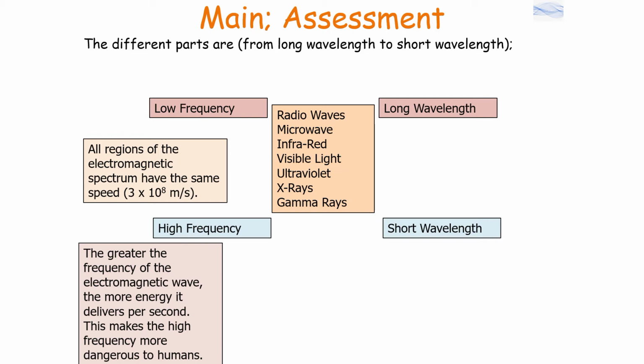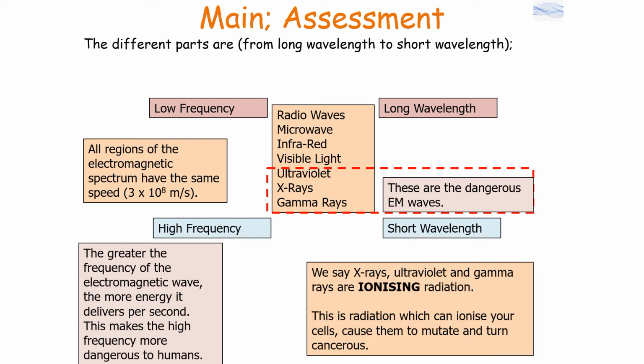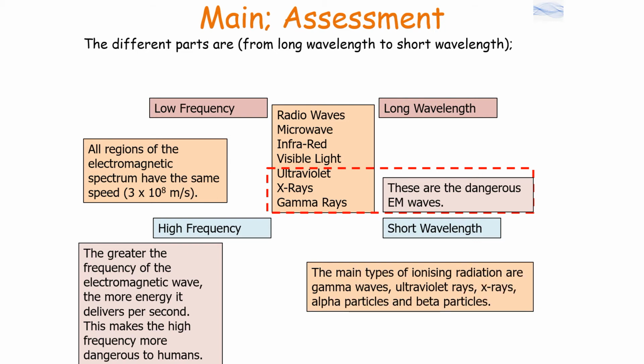This makes high frequency electromagnetic waves more dangerous to humans. So the dangerous electromagnetic waves are the high frequency ones: ultraviolet, X-ray and gamma ray. We call these the ionizing radiation of the electromagnetic spectrum, because this radiation can ionize your cells, cause them to mutate and turn cancerous. So the main types of ionizing radiation are gamma waves, ultraviolet rays, X-rays, along with alpha particles and beta particles, which you've learned in the atomic structure module.